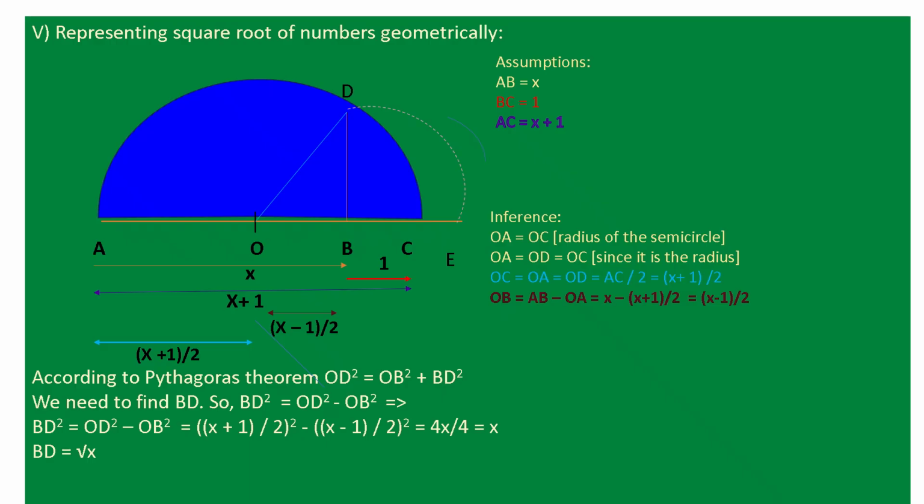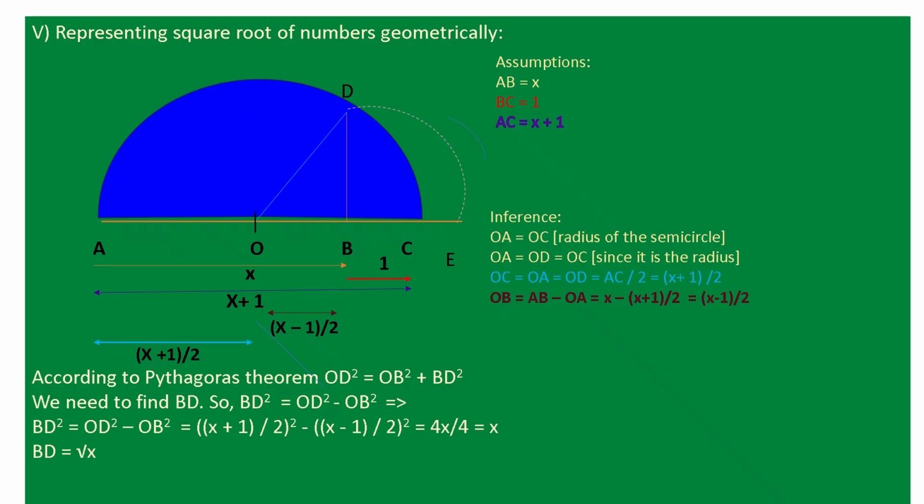What do we infer from this diagram? OA is nothing but the radius of the semicircle, which is equal to OC and which is equal to OD as well, because it is the radius throughout. How do we find the value of OC or OA or OD? It is nothing but the diameter by 2, which is AC by 2, which is equal to x plus 1 by 2.